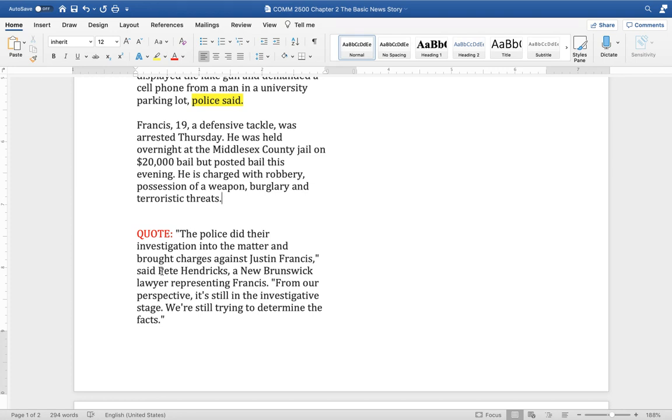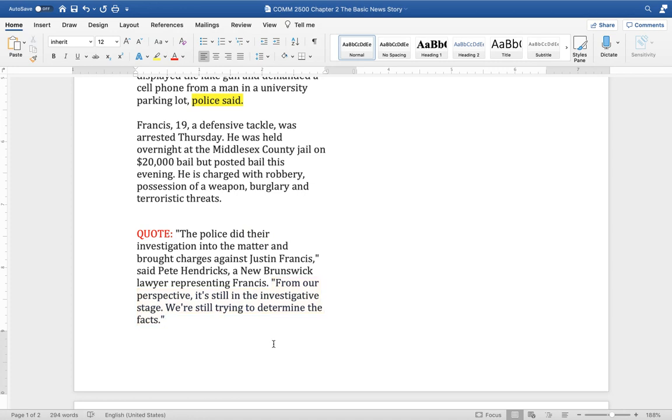Okay? So the quote is, "The police did their investigation into the matter and brought charges against Justin Francis," said Peter Hendricks, a New Brunswick lawyer representing Francis. So this is the defense attorney here. And he's basically confirming everything the reporter has written above. The police investigated, brought charges, and that's what the defense attorney says, right? "From our perspective, it's still an investigation stage. We're still trying to determine the facts." So this is a 2-sentence quote. Here's one sentence, and here's a second sentence.